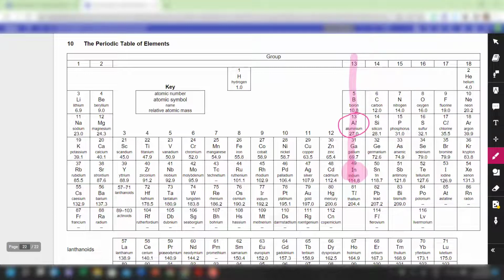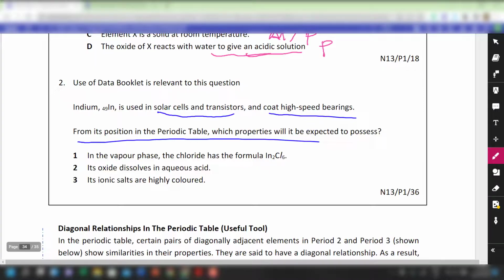Okay, so this is quite an important hint for you. Remember this, same group as aluminium. Let's move back. In the vapor phase, the chloride has the formula I2Cl6. Does it resemble Al2Cl6? Yes. Okay, so we can give that a tick.